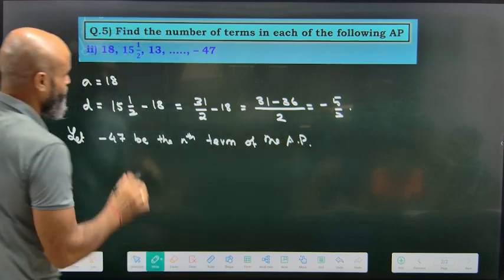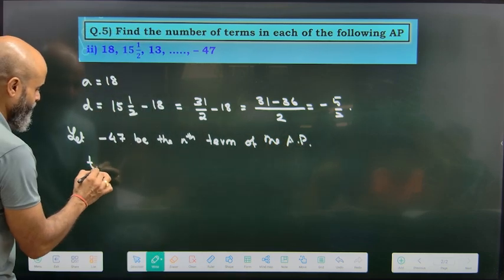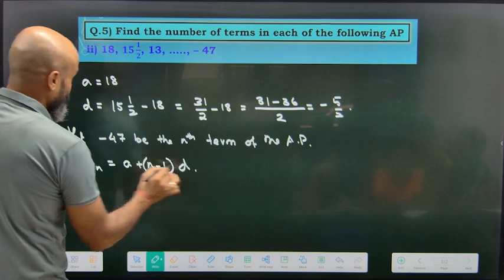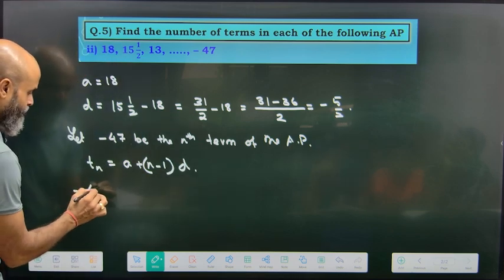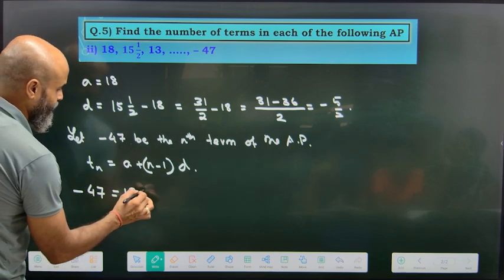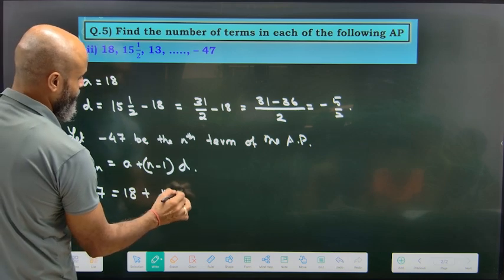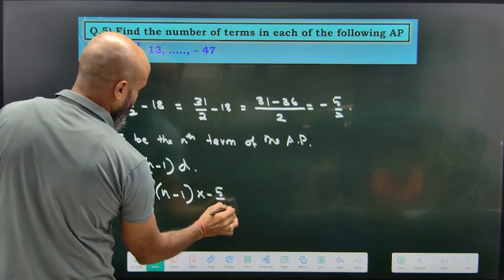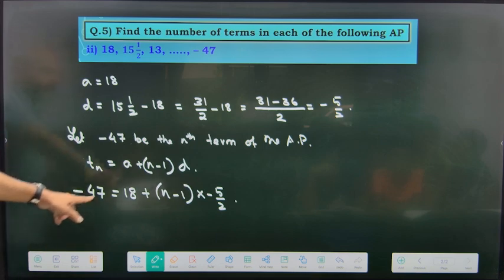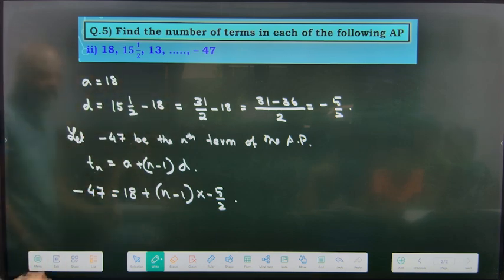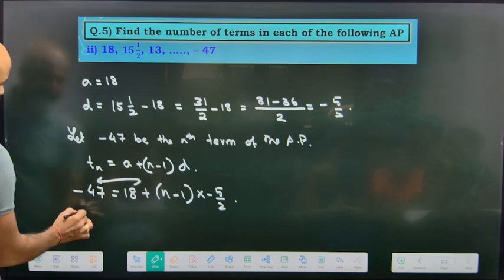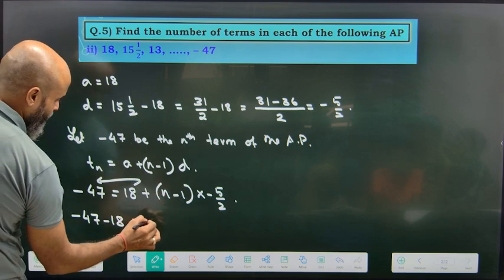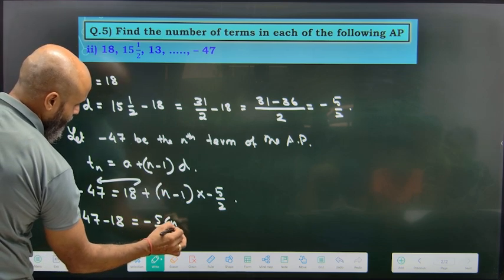So what can we write here? Tn is equal to a plus n minus 1 into d. Tn is what? Minus 47 is equal to a, that is 18, plus n minus 1 into d. d is how much? Minus 5 by 2. Are we clear on this one? Let's first do this. So we can have minus 47 minus 18 is equal to minus 5 by 2 into n minus 1.